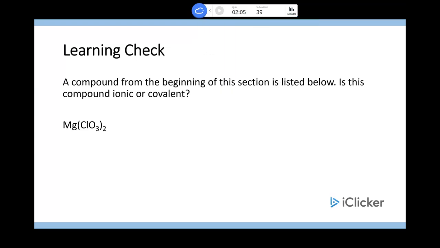So in this compound, we have magnesium. Magnesium, if you find it on the periodic table, is in column 2. And all of the column 2 atoms are metals. So magnesium is a metal. And then here we have chlorine and oxygen, which are both nonmetals. So if we have a metal and a nonmetal, we have an ionic compound.